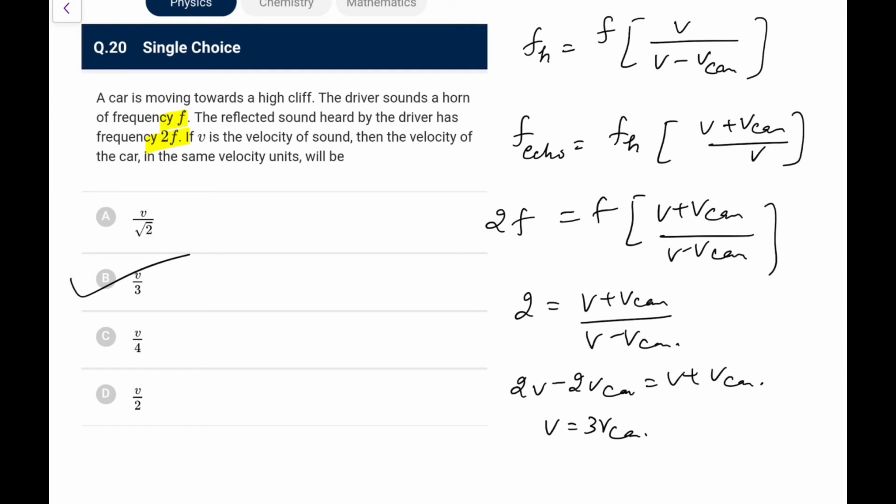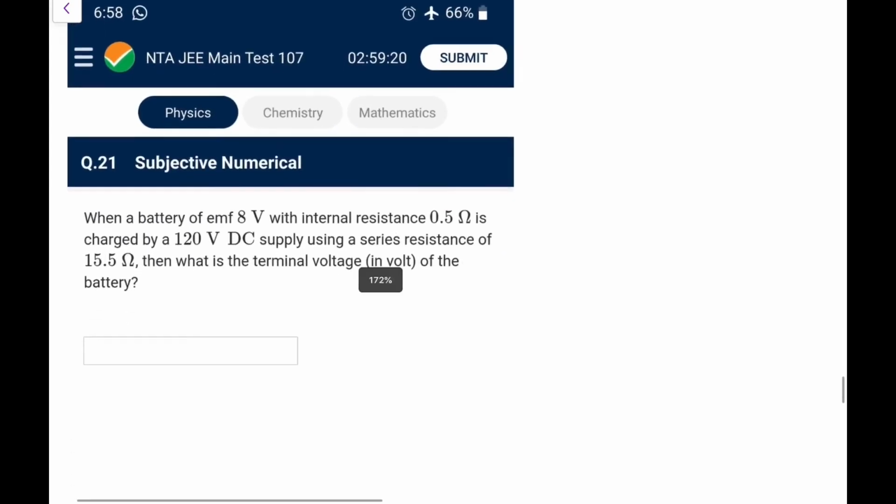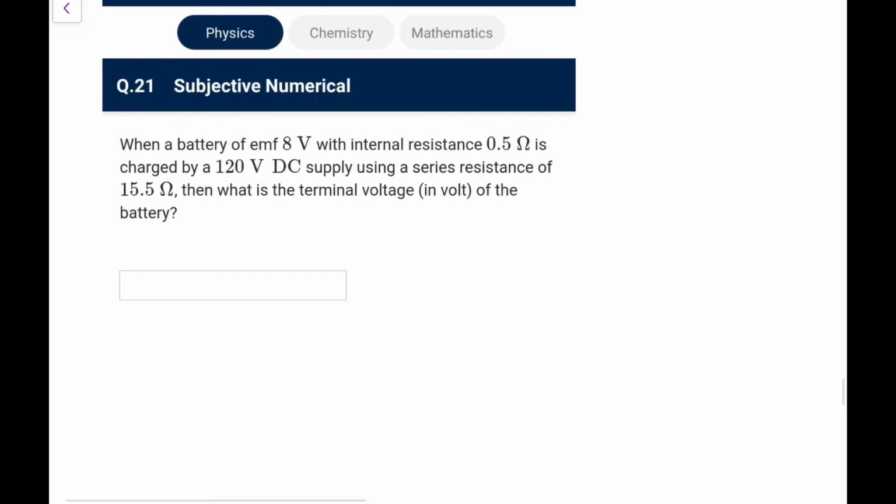So go for option B, which is a very high speed for a car. The car is really going very fast. This is beyond comparison for us. Normal cars won't go like that.